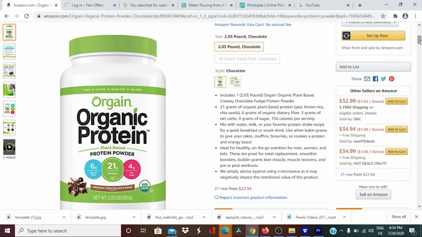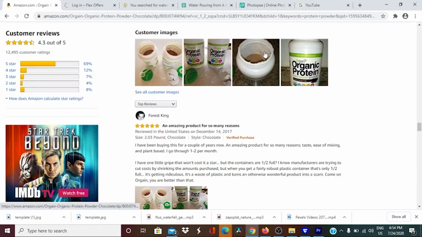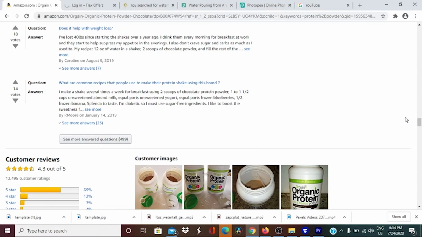And then you talk about the description here. It has that much organic plant-based protein, and really you can buy this product and test it out, and then you can give feedback. That's one way of really reviewing the product. It's ideal for everybody. Then you can go to reviews. Look at the reviews here, the ratings. These people are saying, I've lost this many pounds. I also don't crave sugar and carbs as much as I used to. So that's one positive.